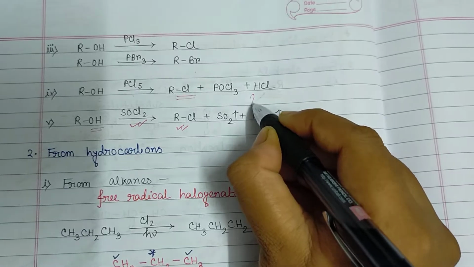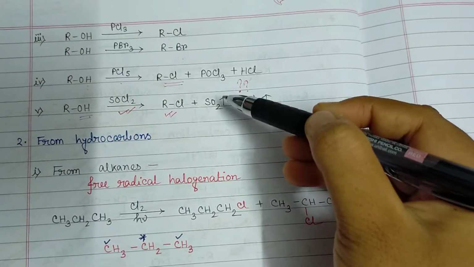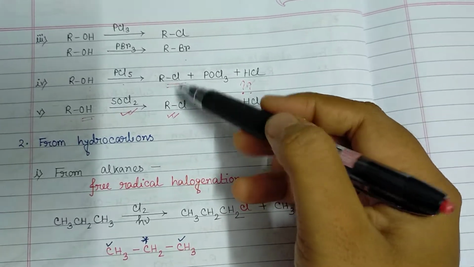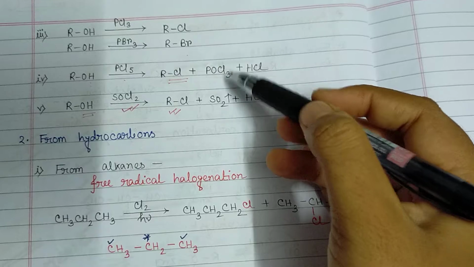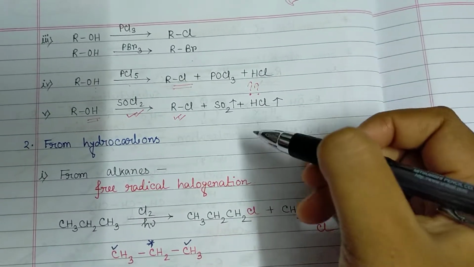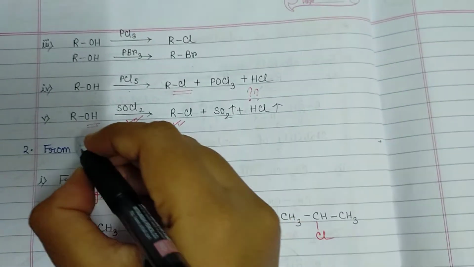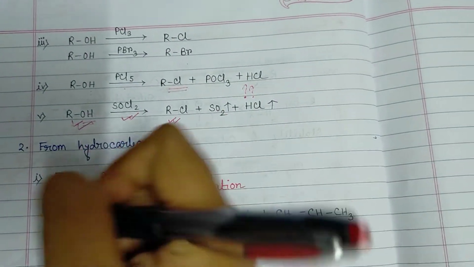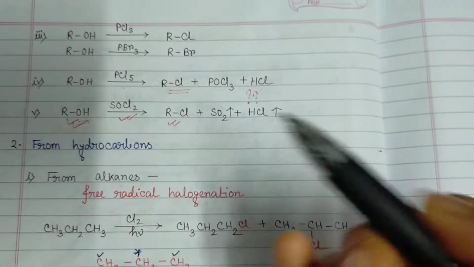The most famous question from this part is about these two processes, because in both processes we are having RCl. So between these two processes, which one is the favorable one? This is the most asked question from this part, and the answer is that the use of thionyl chloride is favored over PCl5. Why?